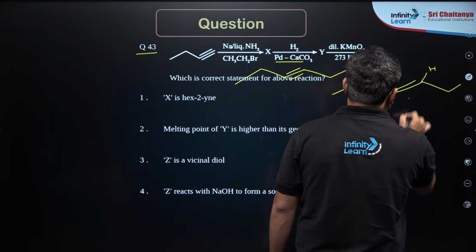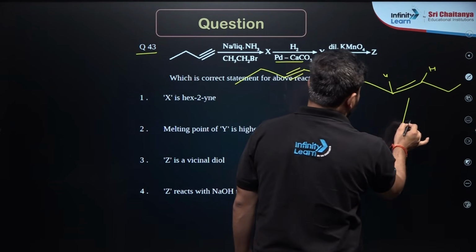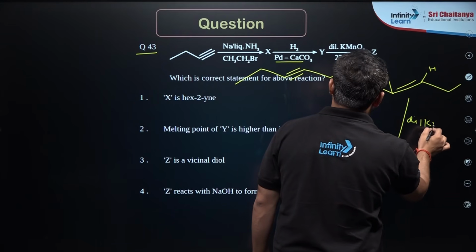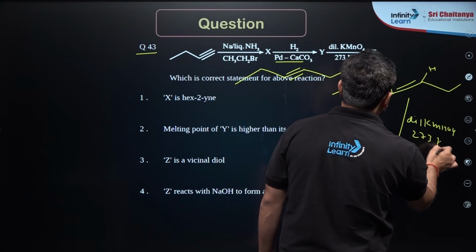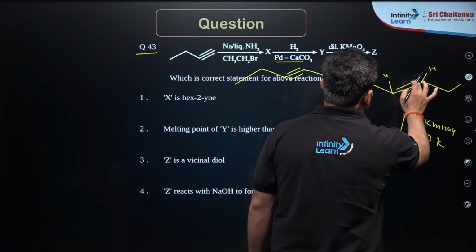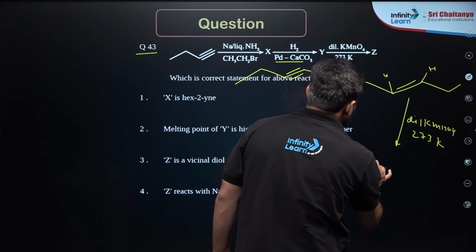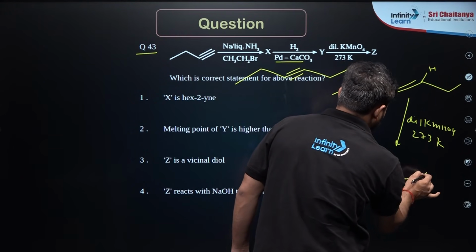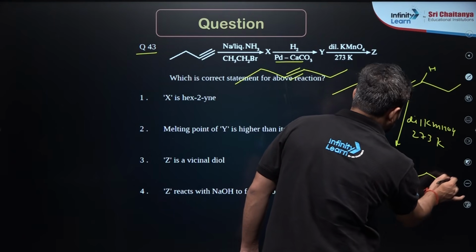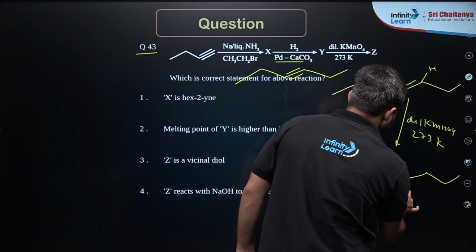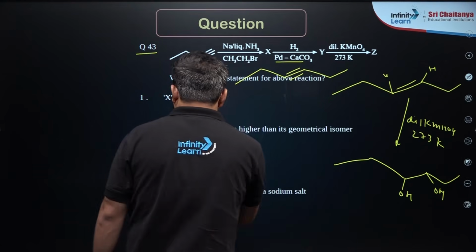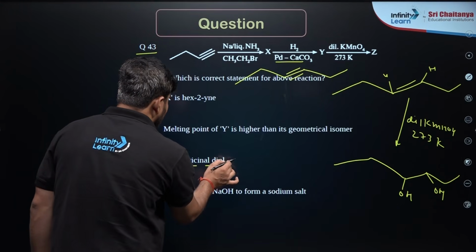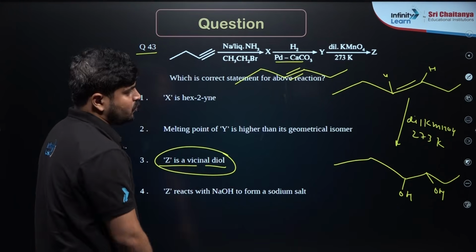After that, when it reacts with dilute KMnO4, this is Baeyer's reagent, and this process is a hydroxylation process. The double bond is removed from here, and then the OH groups come on the same side at this position. Understood? So which one is the correct answer? Z is a vicinal diol. Please remember this one.